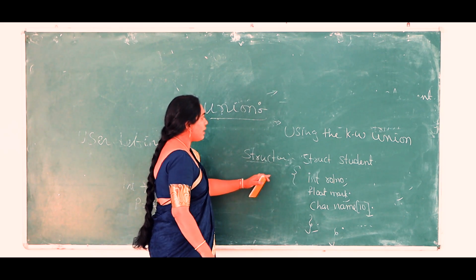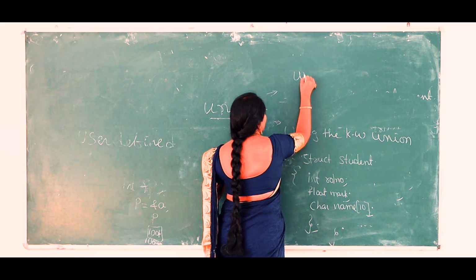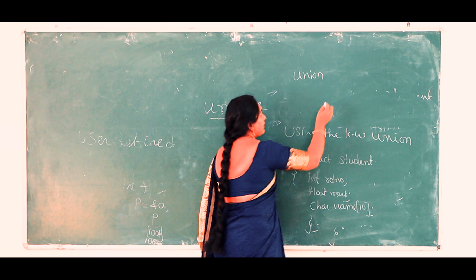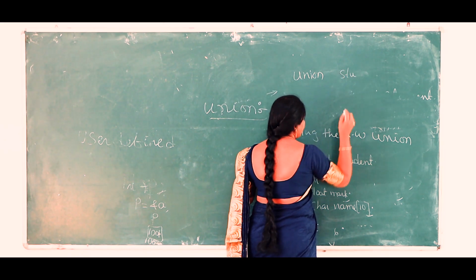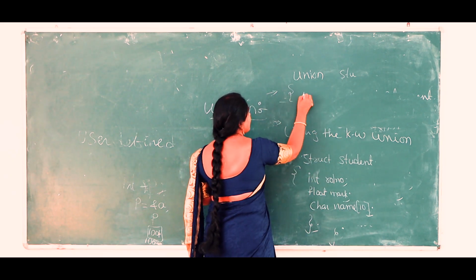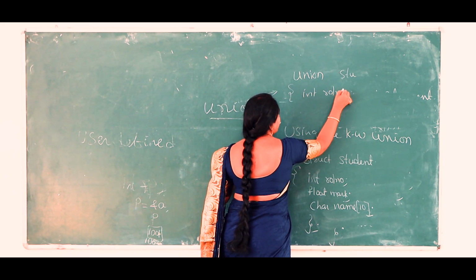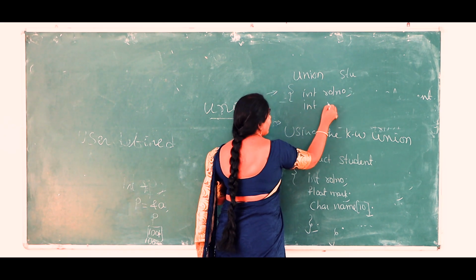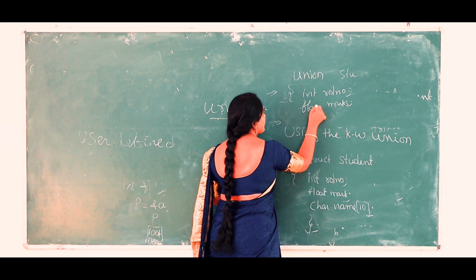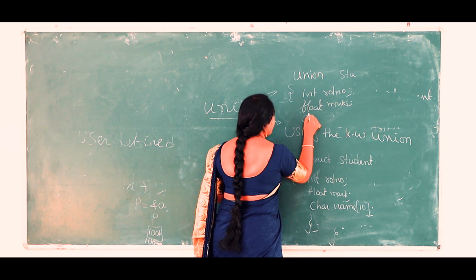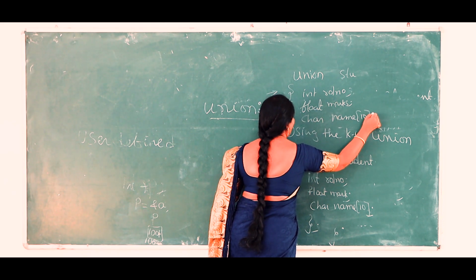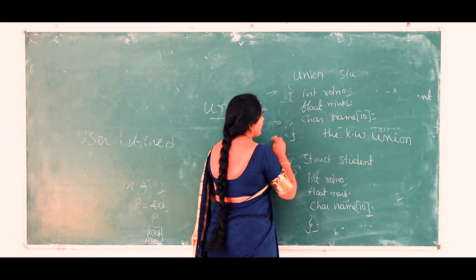Now I am taking the example of the union. The keyword is union, and then the same student, but for our variation I am giving stu only, and open the braces. That same int roll number, int marks, float marks, and then char name of 10, and close the braces.